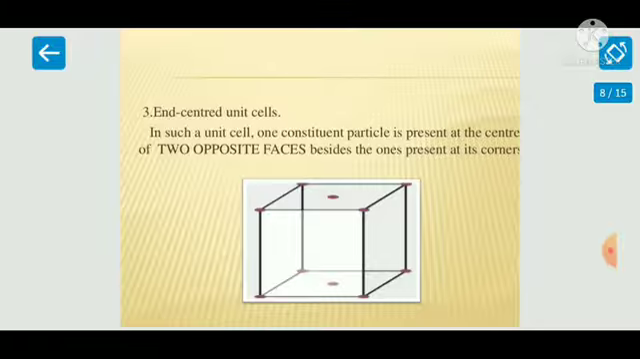See that each corner atom contributes 1/8, so 8 times 1/8 is equal to 1 atom. Therefore the total number of atoms is 2.